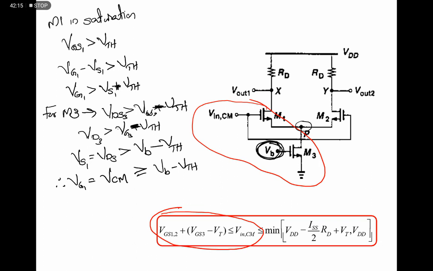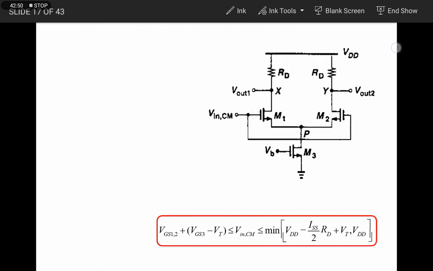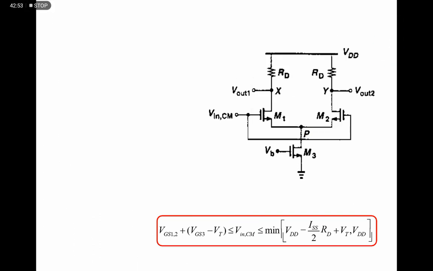Actually, VB minus VTH plus VGS1 itself they have given. There is a missing, sorry, Vin is greater than VGS3 minus VTH, this one itself, and VGS2. Oh, I think these derivations are not required. This much is not required. Sorry for that.